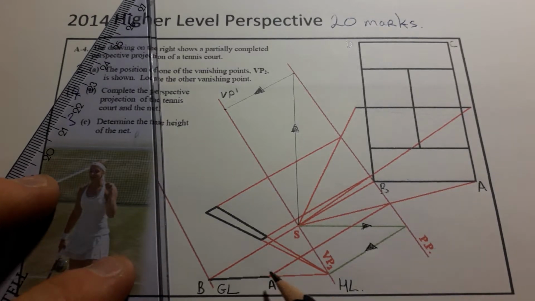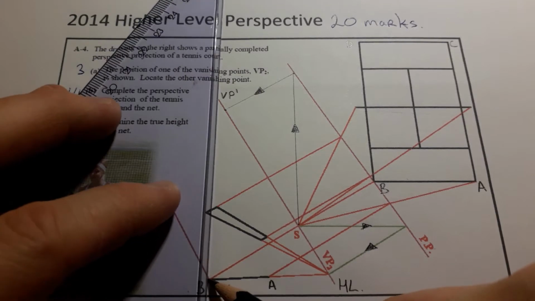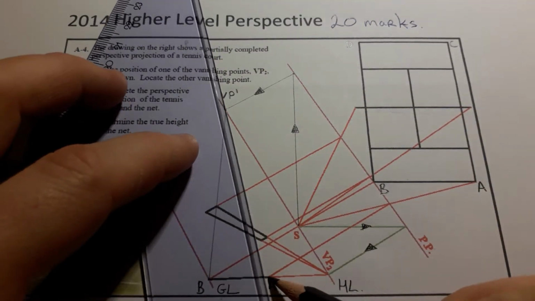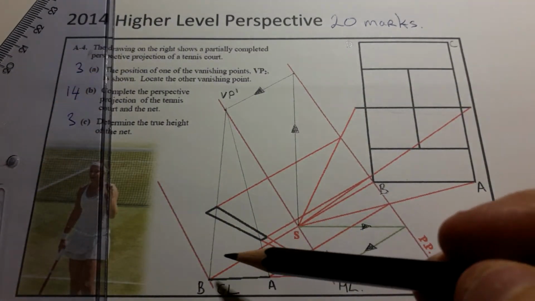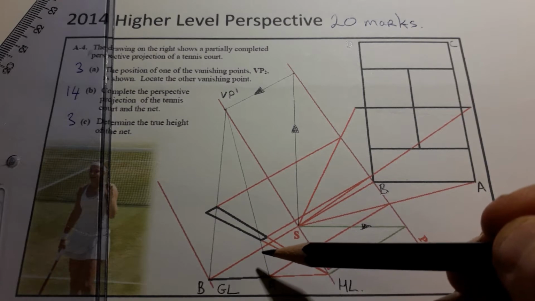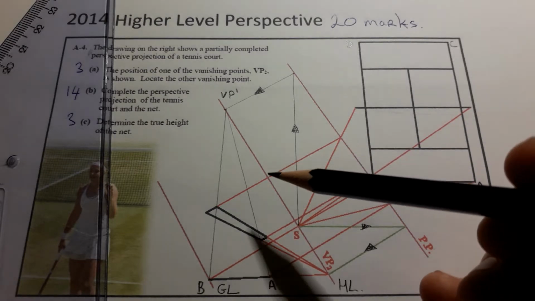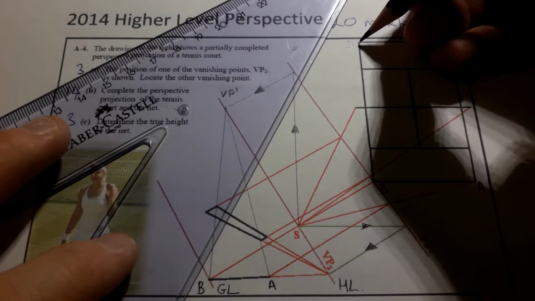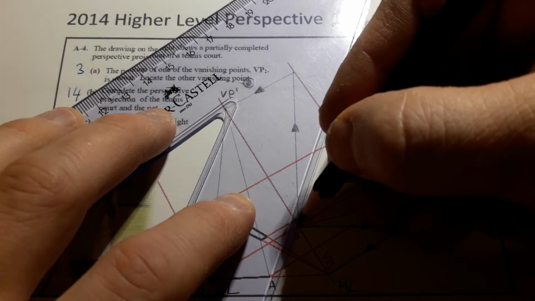Now, like I said, all points will go back to the vanishing point. So I'm going to join line B back to the vanishing point, and I'm going to join line A back to the vanishing point. So you can see we now have the outer edges of the actual court itself. But what I need to do now is I need to get how far up it is. Okay, so what I need to do now is I'm going to join point D to my spectator point there.